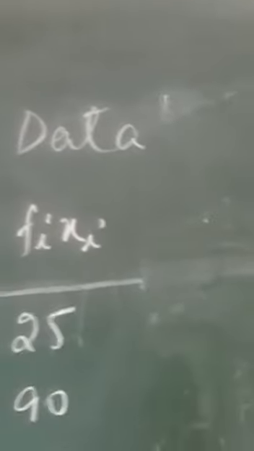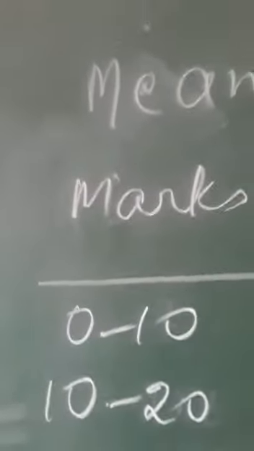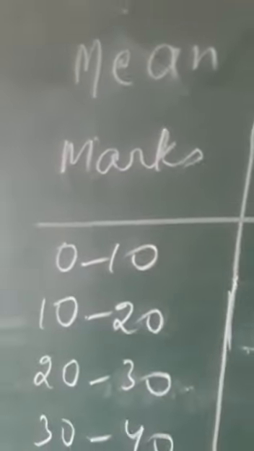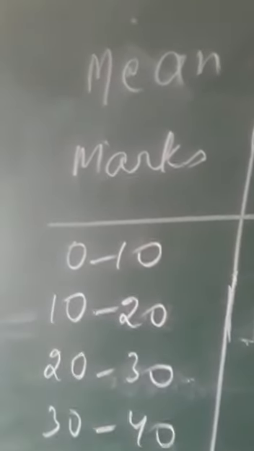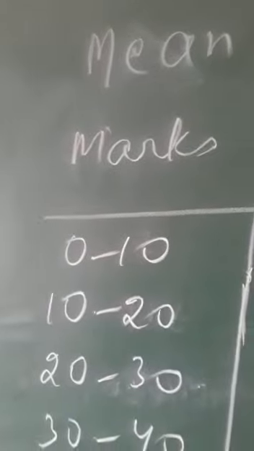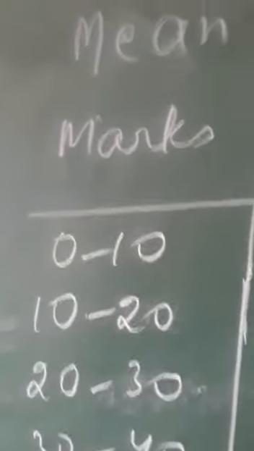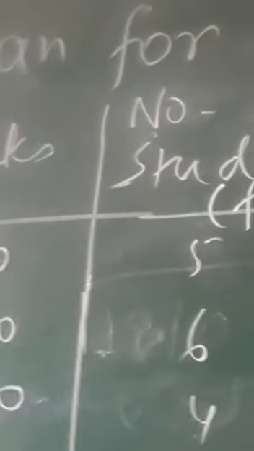Now we are going to discuss the mean for grouped data. In this one, the marks are arranged in a group. The first group is 0 to 10. In 0 to 10, what is the total number of students? Between 0 marks to 10 marks, the number of students placed were 5 students.